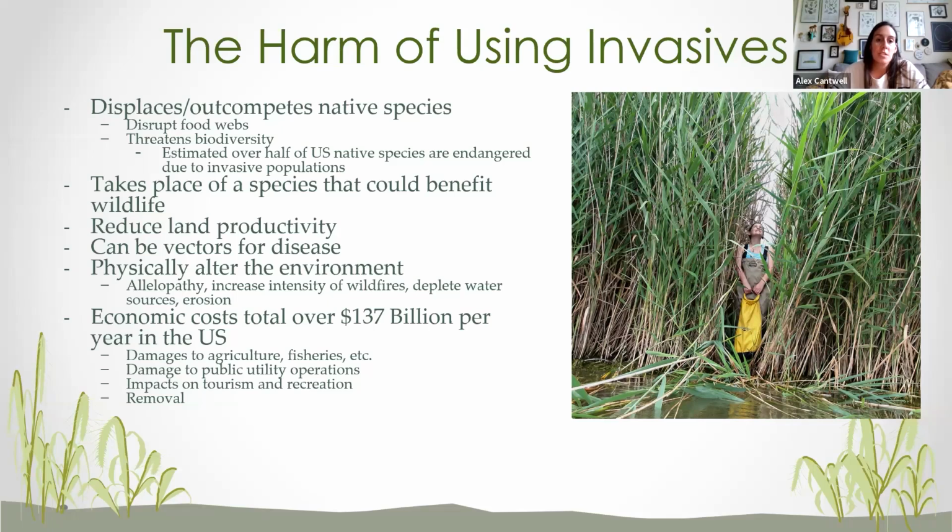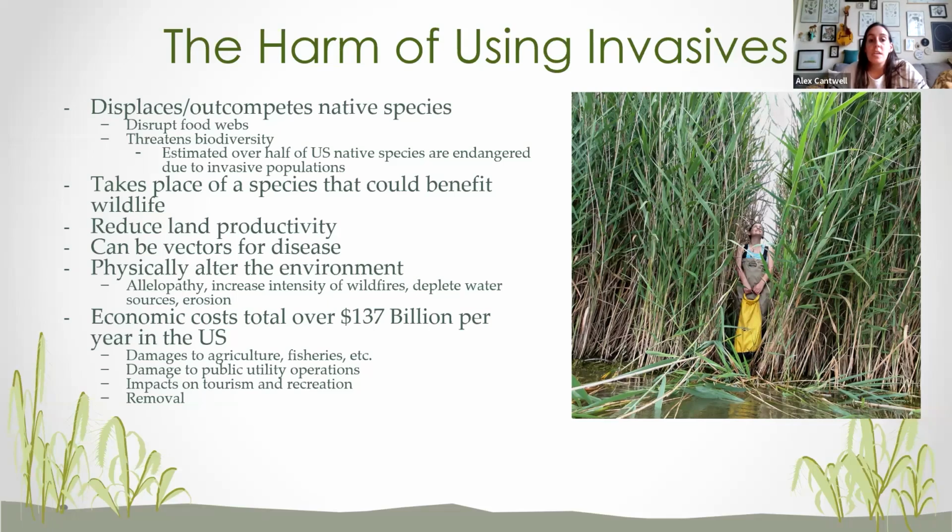These invasive plants are going to displace and outcompete our native species. That's going to disrupt food webs. That threatens our biodiversity. And over half of our native species, plants and animals, are endangered and threatened due to invasive populations. This could be invasive plants, but this could also be the introduction of invasive wildlife as well.